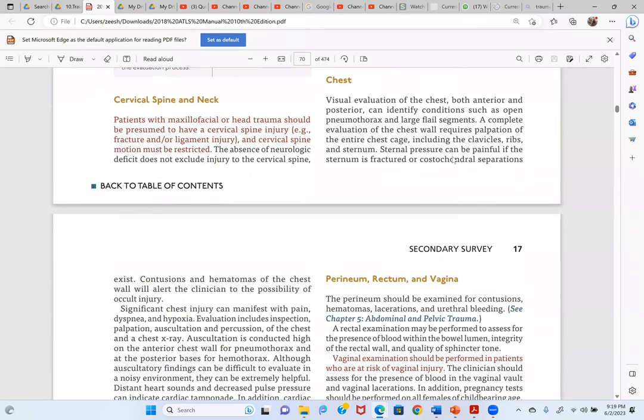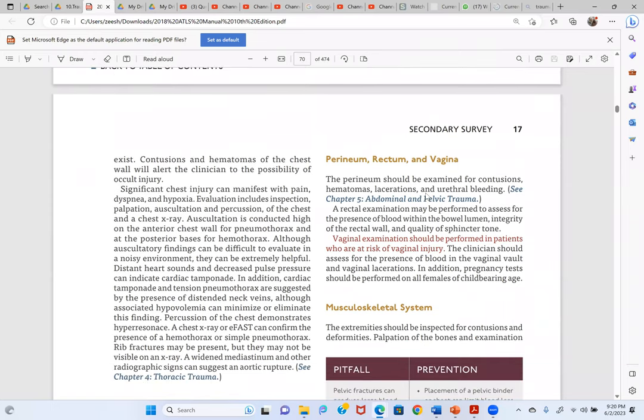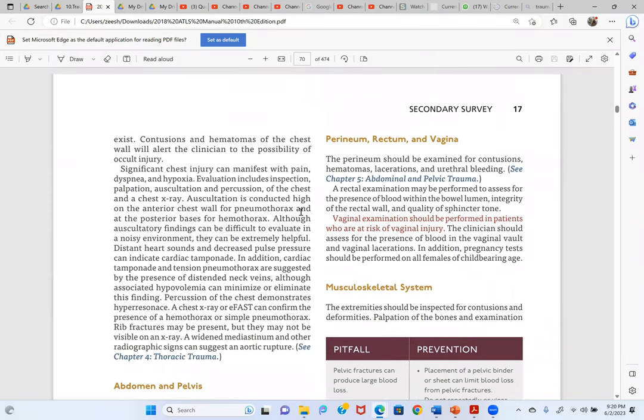With reference to the chest, of course, pneumothorax, or ultimately tension pneumothorax with rib fracture, can cause significant hemodynamic as well as respiratory problems. Okay. So complete evaluation of the chest wall requires palpation of the entire chest cage, including the clavicles, ribs, and sternum. Sternal pressure can be painful if the sternum is fractured or there is costochondral separation. So sternal fractures are very painful.